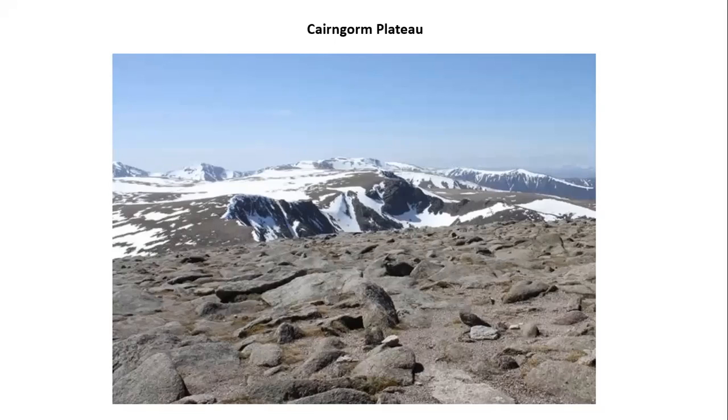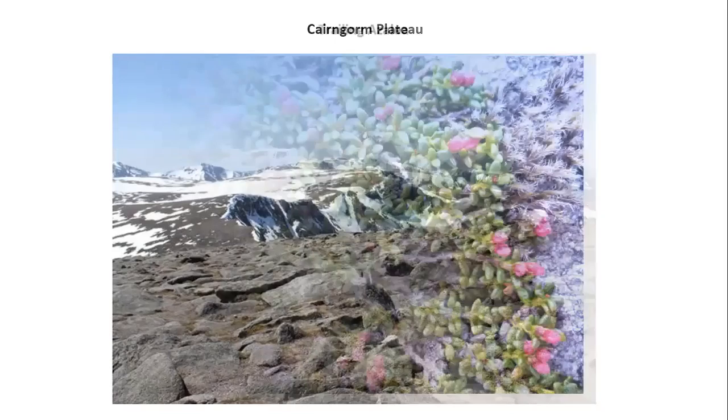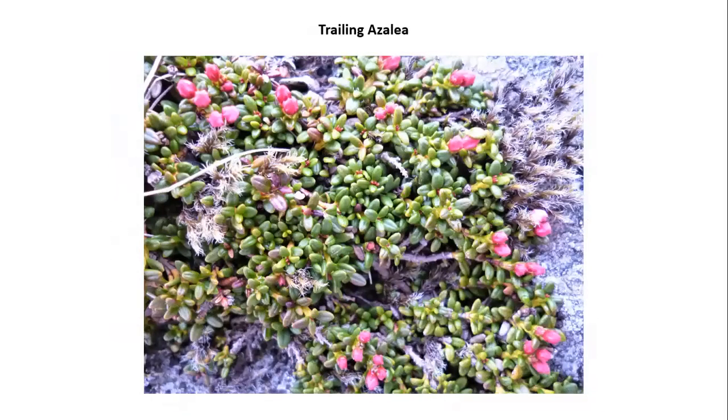But you do have things. I photographed quite a lot of dwarf azalea on the Cairngorm Plateau. It's amazing what you can find up there, flowering away, lovely little pink flowers, quite astonishing. Here it is, dwarf azalea. This is taken on the Cairngorm Plateau a few years ago now.